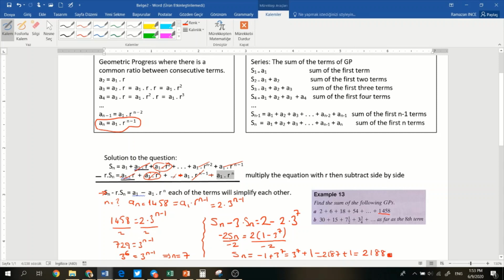That is the answer. If some points in this solution are still not clear, let me know. I will try to find another way to explain it.